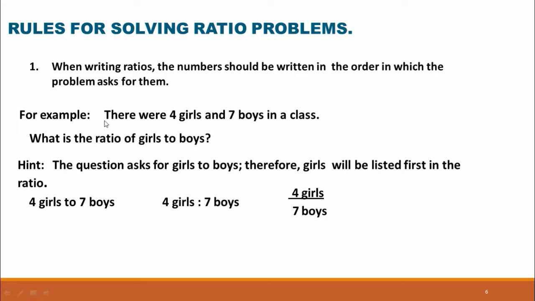We have a description: there are 4 girls and 7 boys in a class. So this is the description. Now how do we present this description as a ratio? First of all, put the quantity which is asked first. In this question, girls to boys. Therefore, girls will be listed first. So 4 girls to 7 boys, or 4 girls colon 7 boys, or 4 divided by 7.